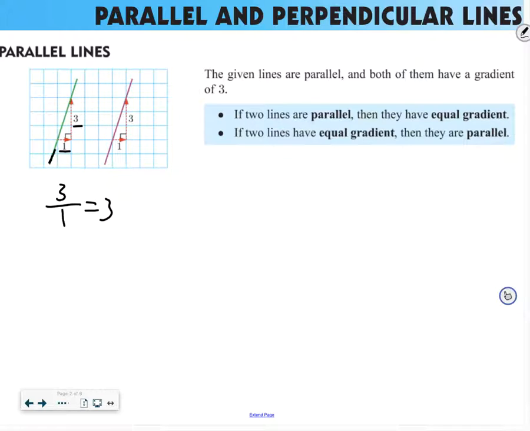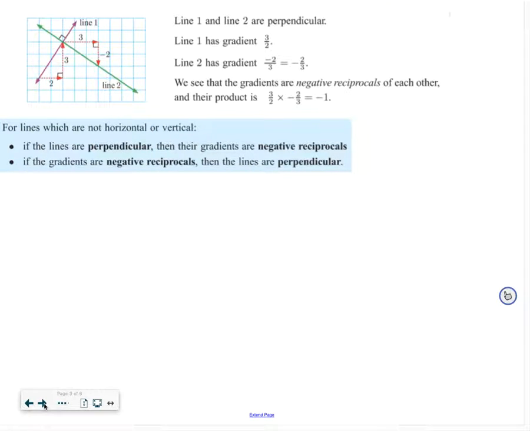Notice that lines are parallel if their slopes are equivalent. This is a biconditional statement: if two lines are parallel, then they have equal gradients, or you can go the other way and say if the two lines have equal gradients, then they are parallel.